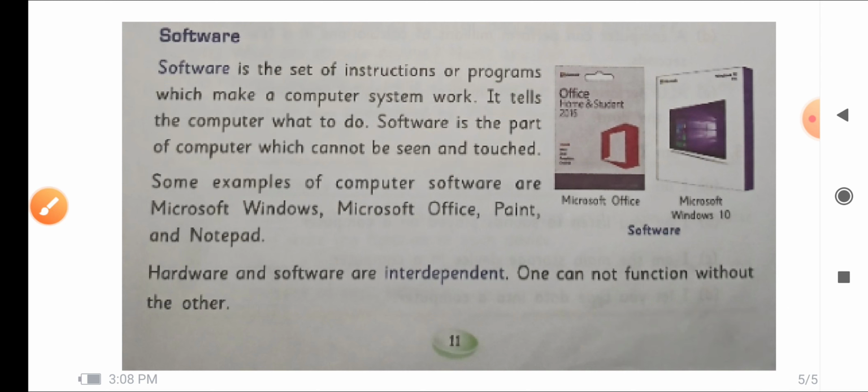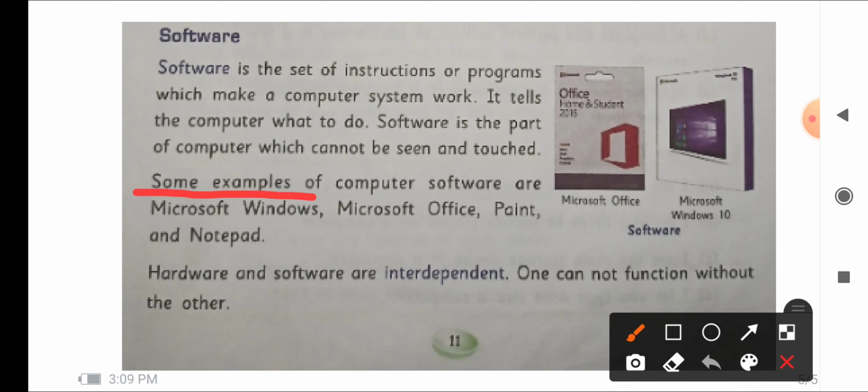When we talk about software, the hardware is what you can see and touch, but the thing that makes the hardware work is software. Software is a set of instructions or programs which make a computer system work. It tells the hardware how to function and what is to be done. Software is such a part of the computer which you are not able to see or touch. Vice versa, hardware we can see and touch.